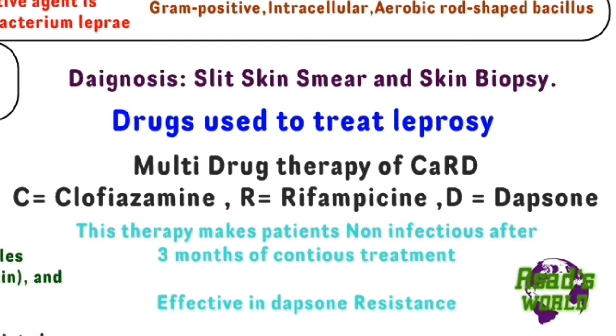Now, moving forward, what are the drugs used to treat leprosy? You can remember like this: remember by CARD. Multi-drug therapy of CARD is used, that is clofazimine, rifampicin, and dapsone. When you give this therapy for about 3 months continuously, the patient becomes non-infectious and cannot spread the leprosy. In some cases, instead of rifampicin, ofloxacin is also given, and dapsone and clofazimine are usually not given in pregnancy. So let's talk about the details of these drugs.